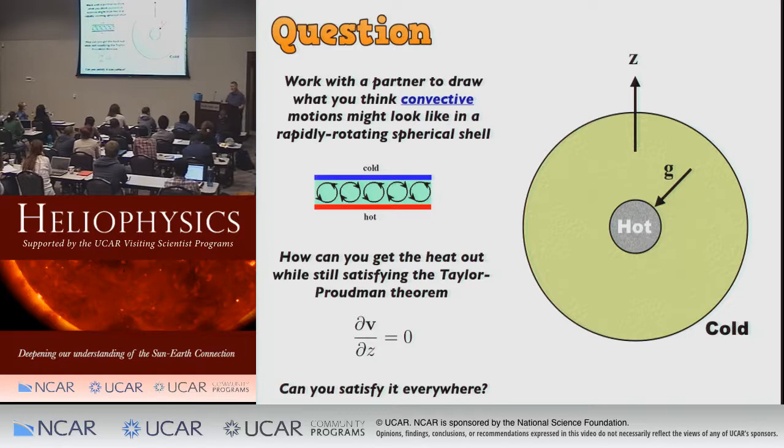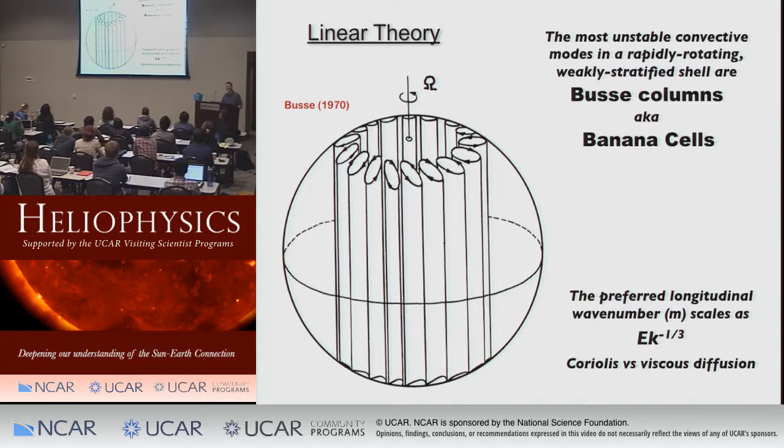So, you ready for the answer? Does your picture look anything like that? So this is the theory worked out by Fritz Busse in 1970. So these are the most unstable convective modes in a rapidly rotating spherical shell.